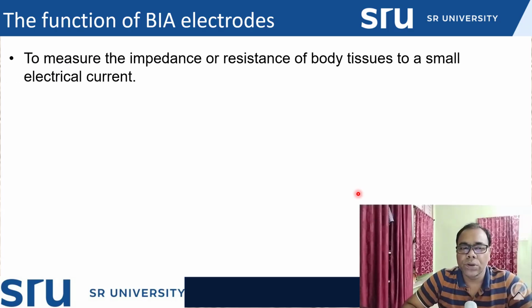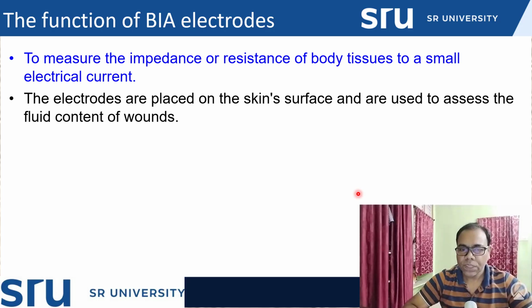The first function is to measure the impedance and reactance of the body tissue to a small electrical current. When a small electrical current passes through the wound, the BI electrode captures this information, like impedance and reactance of the body tissue. It gives the information, and from it the doctor can proceed with the further treatment process.